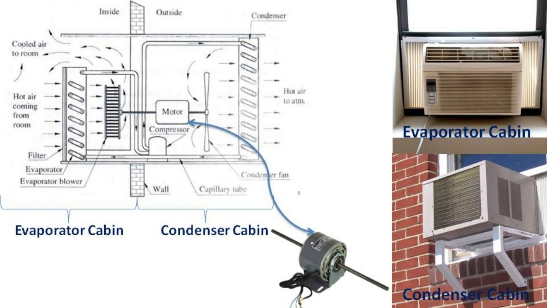The indoor cabin parts of a window air conditioner include an evaporator or cooling coil to extract heat from the indoor air, a fan or centrifugal blower to circulate the air inside the cabin, a capillary tube for expanding the refrigerant in order to reduce the pressure, and a filter to clean the air. The outdoor cabin parts include a compressor to compress vapor refrigerant, a condenser coil to reject heat to the atmosphere, and a propeller fan to circulate the air inside the cabin.